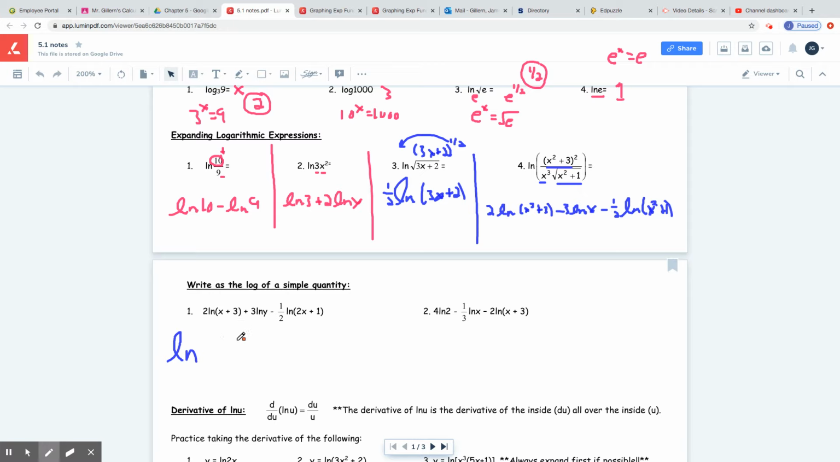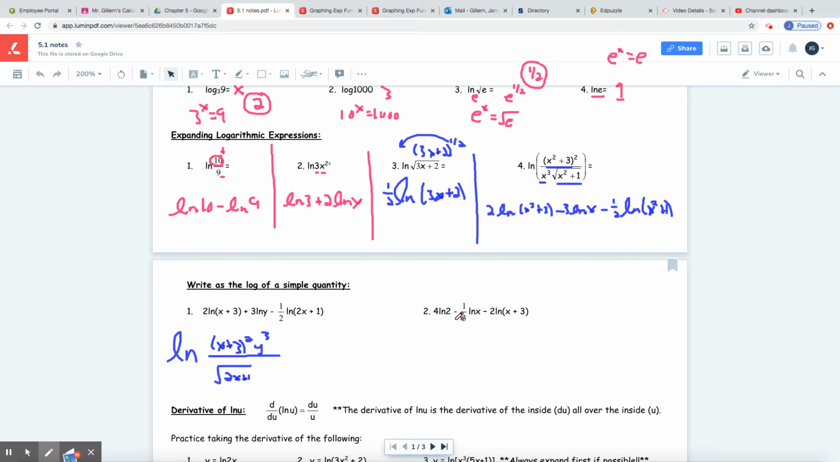As soon as I see a negative, I know there's some fraction of some sort. Anything that has a positive goes on the top, and negative goes on the bottom. Any number up front is really an exponent. So this 2 is an exponent on x plus 3, so this is (x plus 3) squared. And this is y cubed. Remember, it's multiplication. You don't put a plus sign in between them. The plus just means it's on top. Negative means it's on the bottom. The 1/2 means it's the square root, so it's the square root of 2x plus 1.